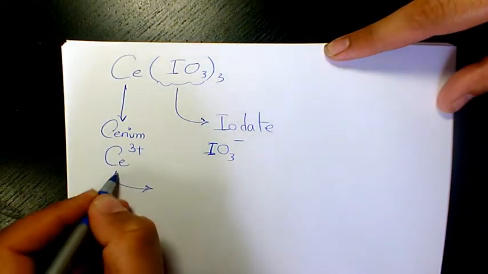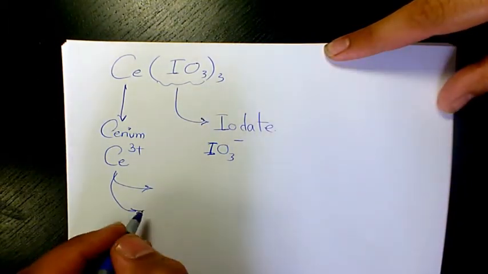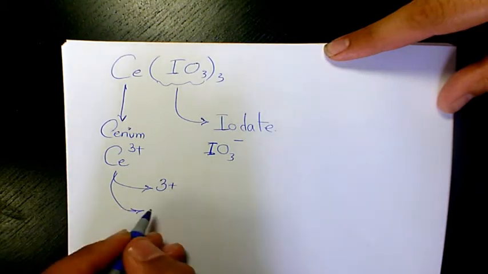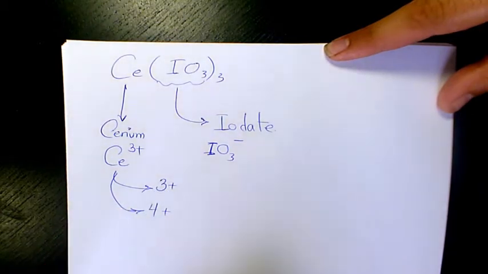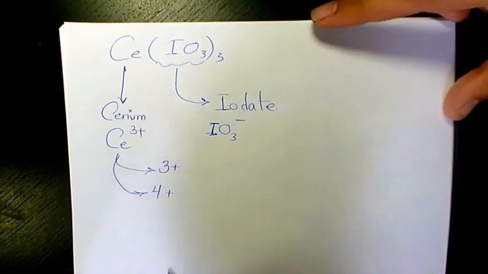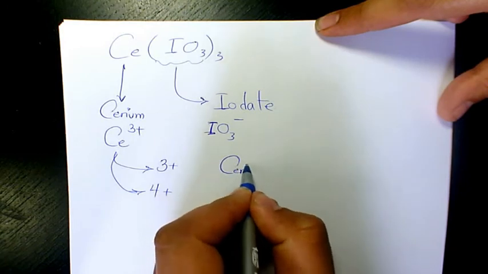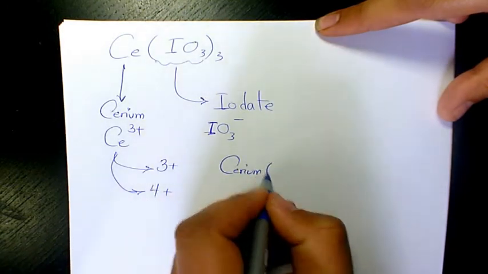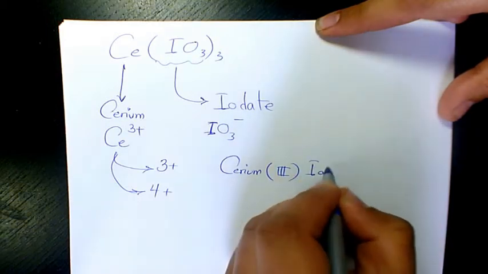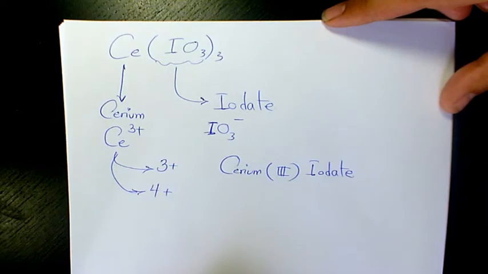However, cerium has two different oxidation numbers. Sometimes it is 3+, sometimes it's 4+. Now let's find out the name. The name of this compound is going to be cerium. Since we have two different oxidation numbers, we need to mention cerium(III) iodate. That's the name of this compound.